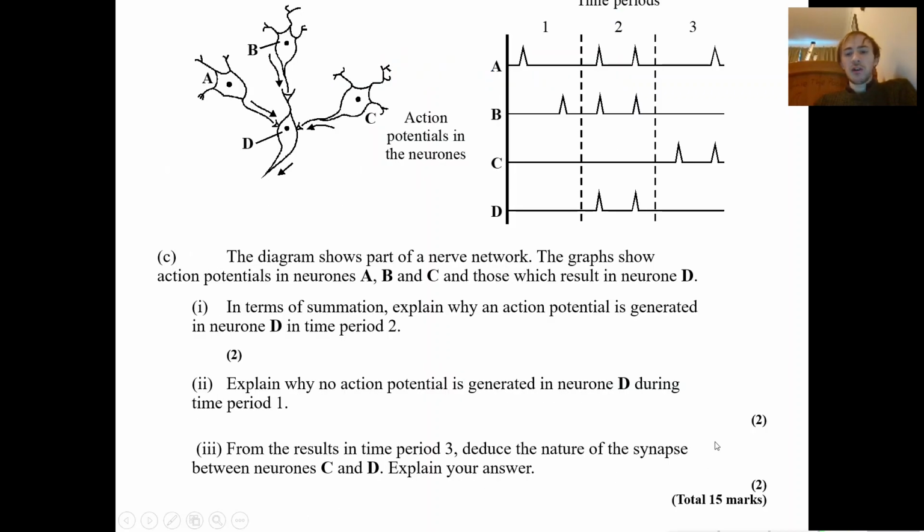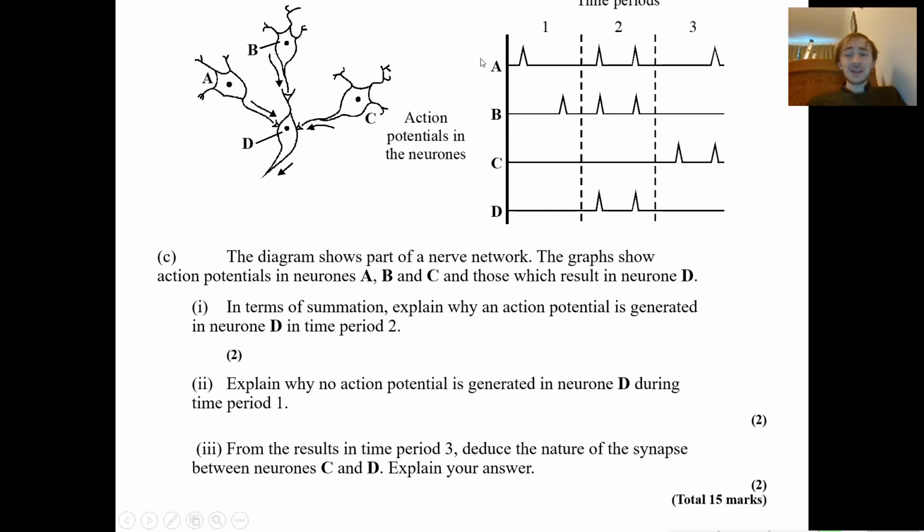From the results in time period 3, deduce the nature of the synapses between neuron C and D. Explain your answer. So, you can see there is A being activated here. This is the hardest one, by the way. I don't necessarily expect you to get this first time. A being activated here, along with B, was enough for an action potential in D before. So A and B was enough to activate D. But somehow A and C is not enough to activate D.